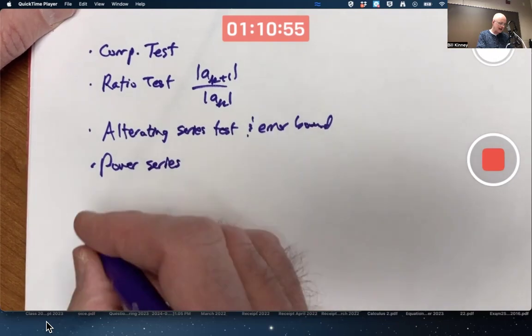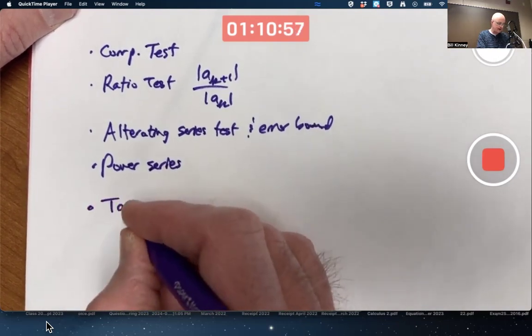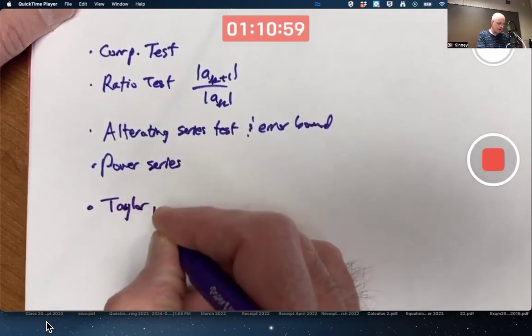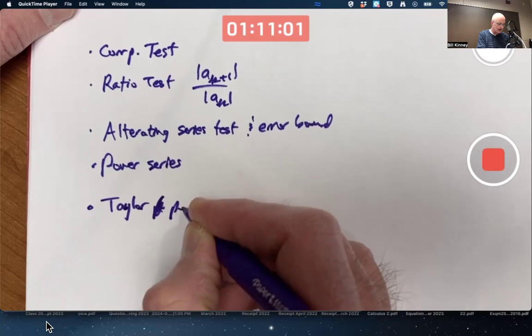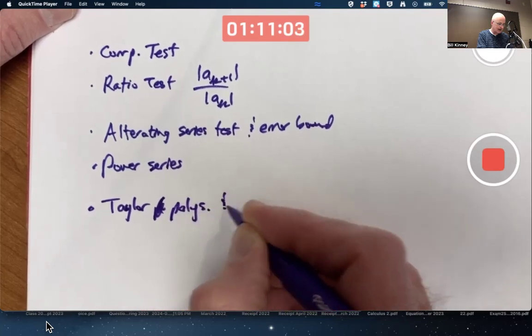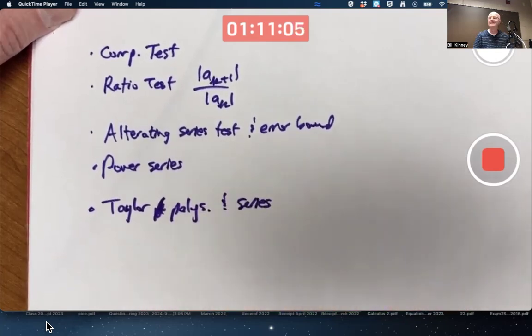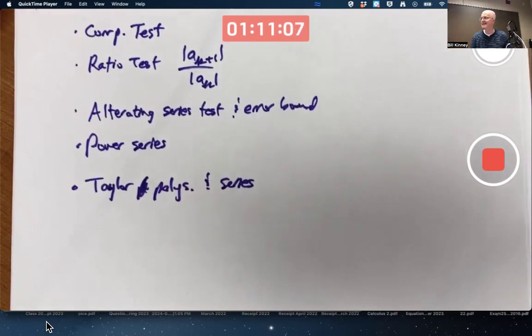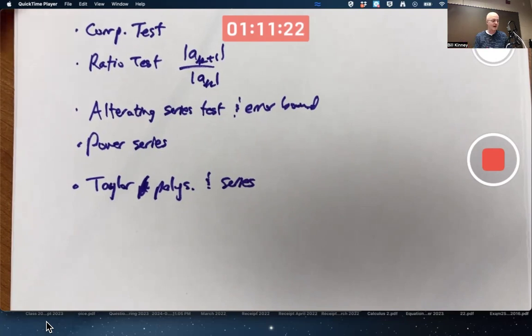And finally, our last topic, the first three sections of chapter 10, were Taylor polynomials and series, where you've got a function f of x that you'd like to expand as a series, a special kind of power series, using its derivatives. And you should know the formula involving the derivatives, or using a trick, like we did a bunch of tricks on Monday. Okay?